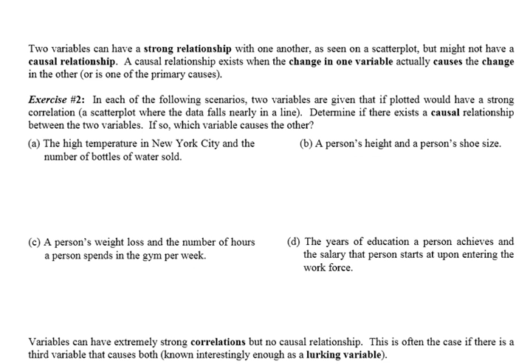So two variables can have a strong relationship with one another as seen on a scatter plot, but might not have a causal relationship. A causal relationship exists when the change in one variable actually causes the change in the other. All right, so one thing is causing something else to change. So what we're going to do here is take a look at four situations. Now we already know that there's going to be a correlation here. What we're looking for is, is it a causal relationship? Did one thing cause the other?